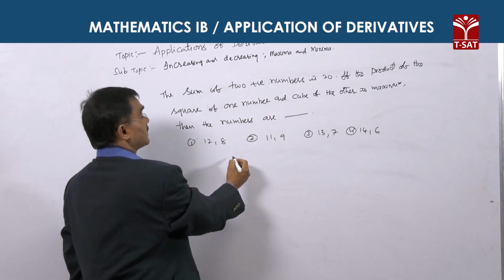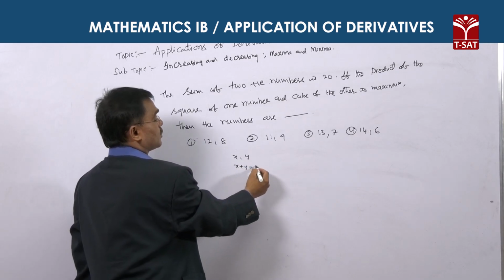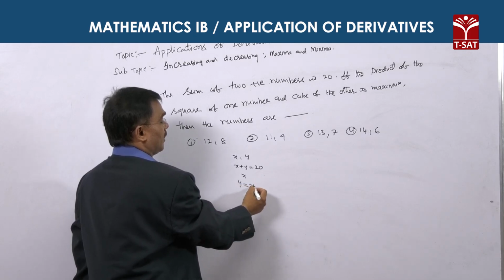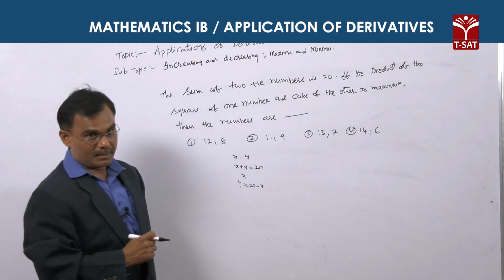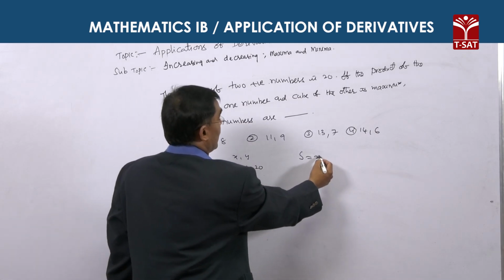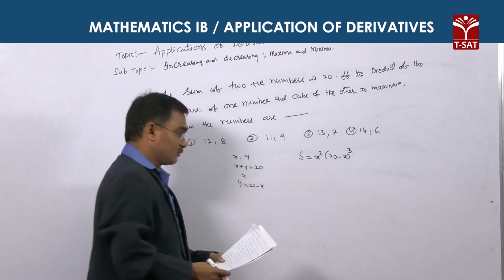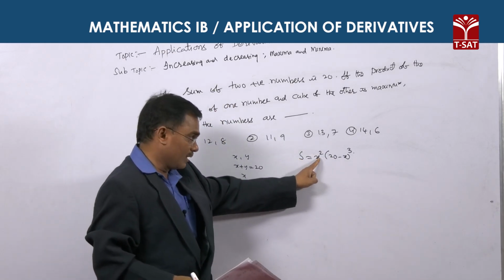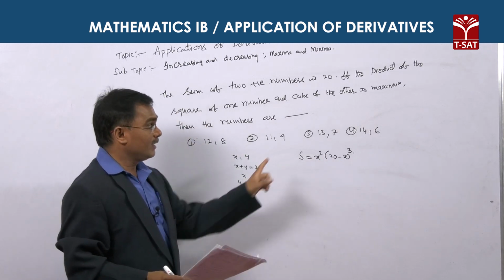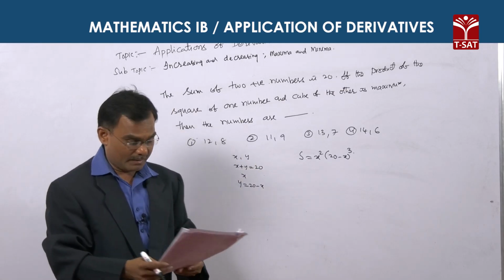Let x comma y be two positive numbers. Given by hypothesis, x plus y is equal to 20, so one number is x, another number y is equal to 20 minus x. So the required function is the square of one number times the cube of the other. Let S be the product of the square of one number and the cube of another number y. We want S to be maximum, then find x and y values.